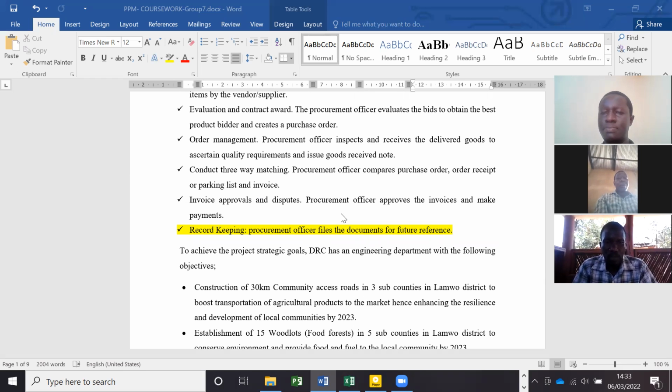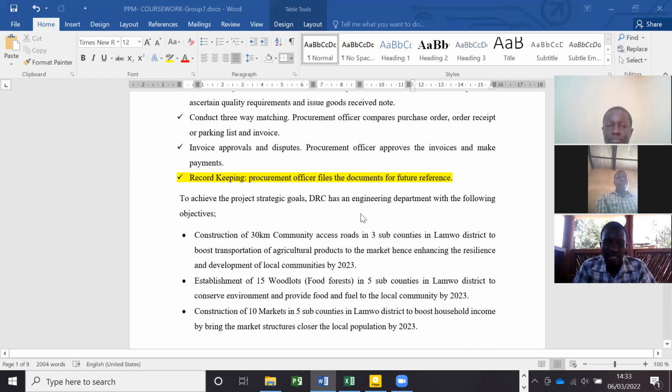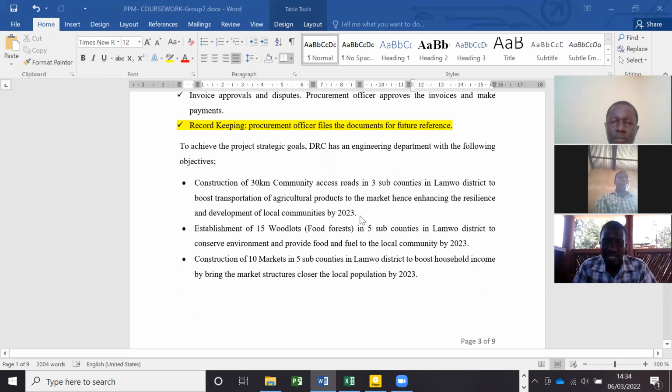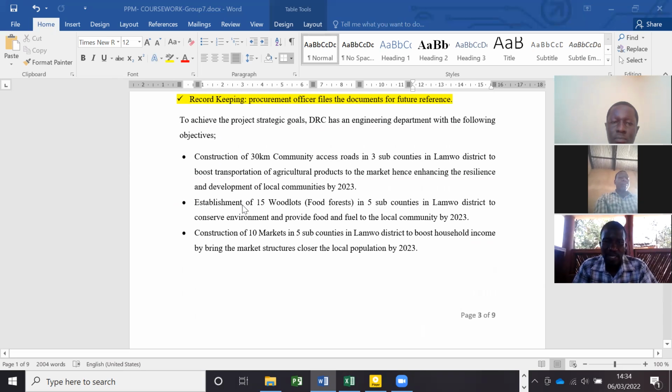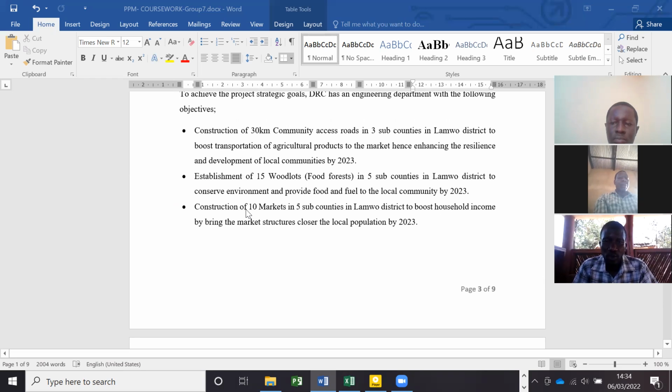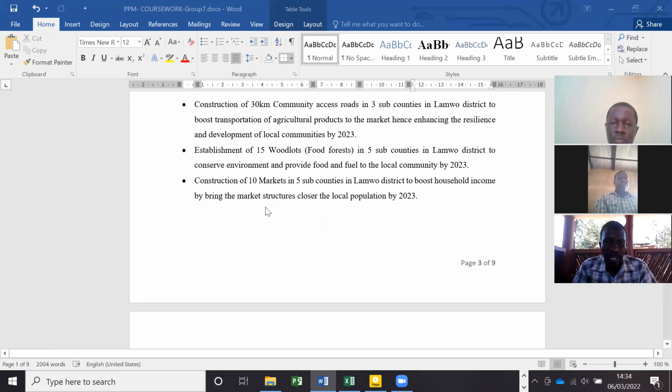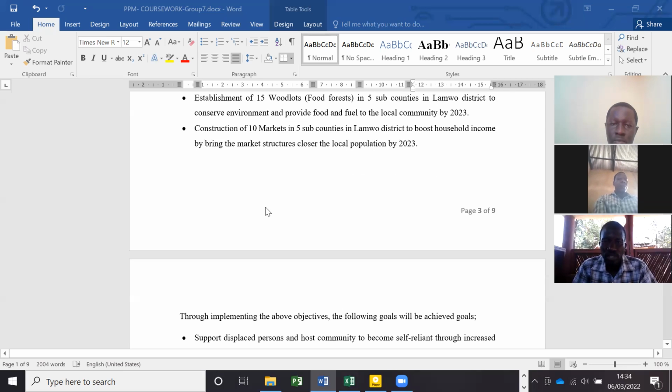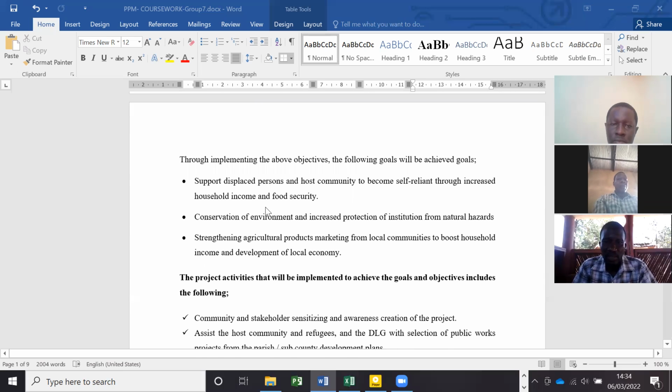Now, to achieve the project strategic goals, DRC has an engineering department with the following objectives. One is construction of 30-kilometer community access roads in 3 sub-counties in Lamore district by 2023. And then establishment of 15 woodlots or food forests in 5 sub-counties in Lamore district by 2023. Then construction of 10 markets in 5 sub-counties in Lamore district to boost household income by 2023.